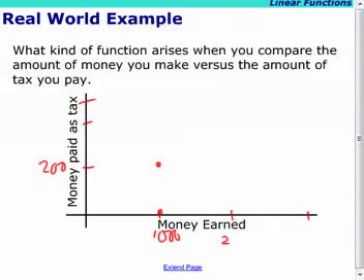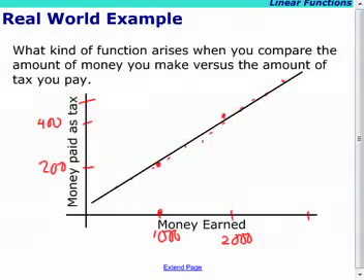So if I earned $2,000 in wages, then if we were paying taxes on how much we earned, we would have to pay $400 in taxes. And as we keep going, we find that earning money and paying taxes appears to be a linear function. And so that's what I was talking about in terms of models. Maybe everybody won't pay exactly the amount, but generally speaking, the more money you earn, the more taxes you're going to pay.